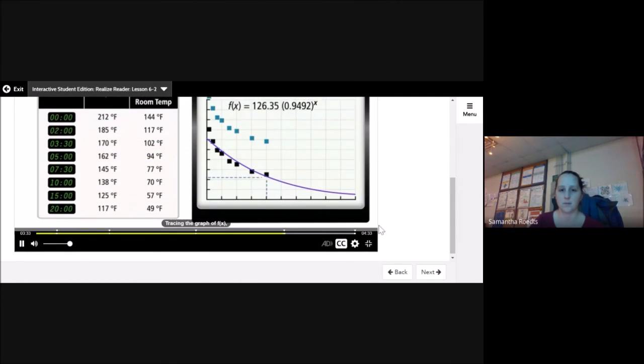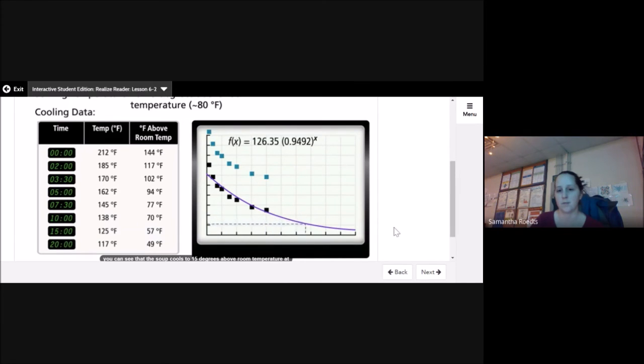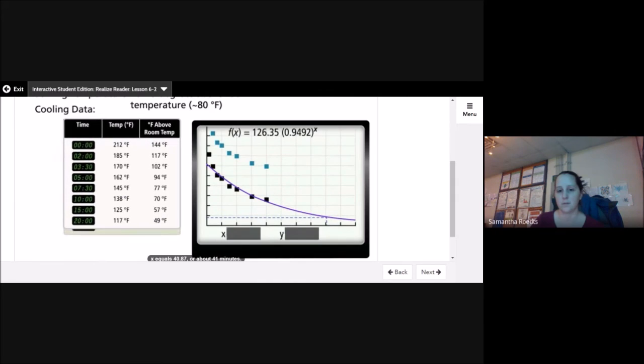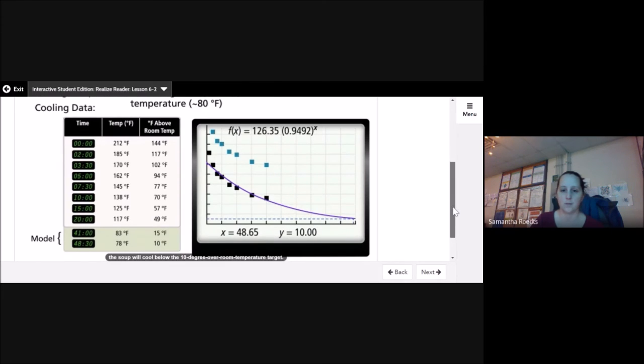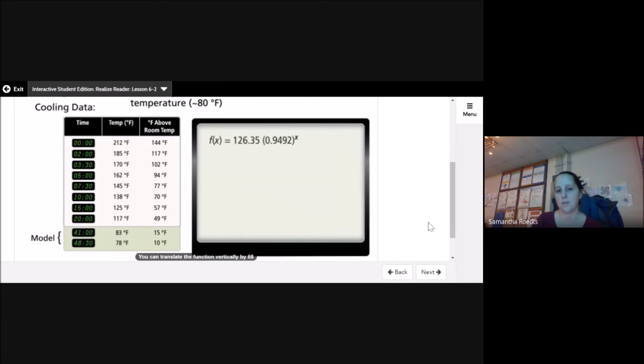Tracing the graph of f of x, you can see that the soup cools to 15 degrees above room temperature at x equals 40.87, or about 41 minutes. And if Randy waits more than 48.5 minutes, the soup will cool below the 10-degree over room temperature target. You can translate the function vertically by 68 to see what the thermometer would read at a given time.